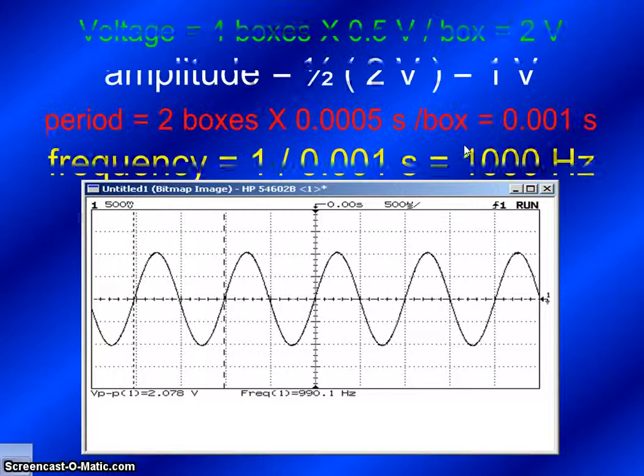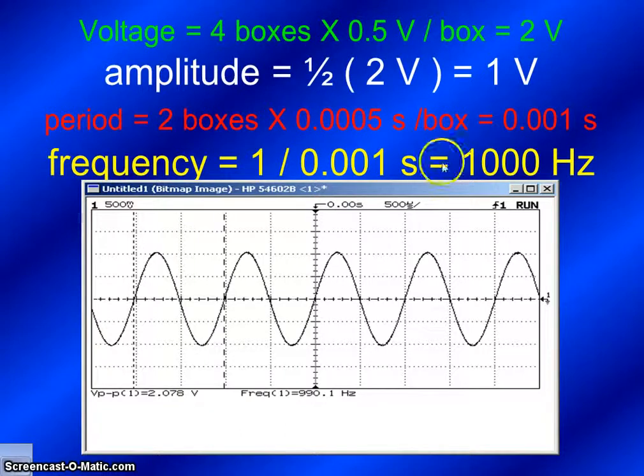Okay, here's our next wave. Let's just take a look here. We have 1, 2, 3, 4 boxes. If each box is 0.5 volts per box, that means that we have 2 volts. So the whole thing is 2 volts. That's our voltage. The amplitude is going to be half of that, so it's going to be 1 volt from here to here.